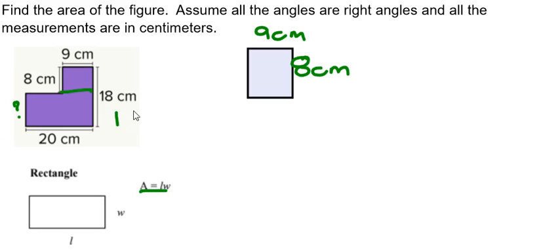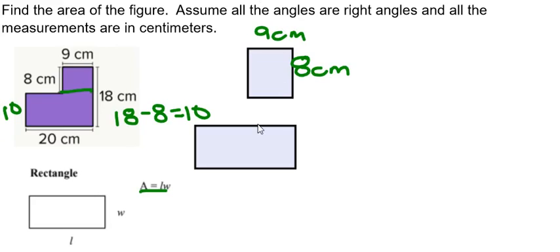So we can do 18 minus 8 is equal to 10 centimeters. So my question mark is going to be 10 centimeters. So I've gone ahead and brought up another shape. Again, I can write my dimensions on here. So we have our 20 centimeters long right here, and then our 10 centimeters wide right there.